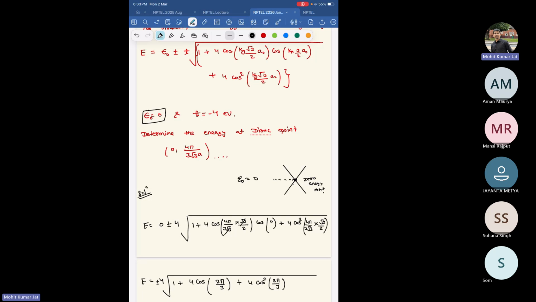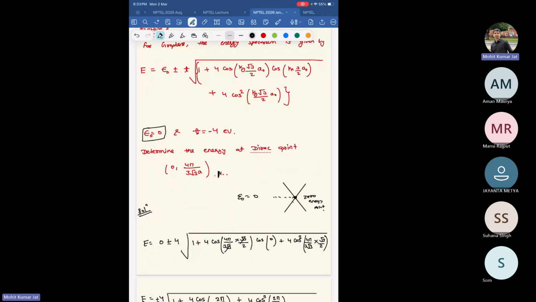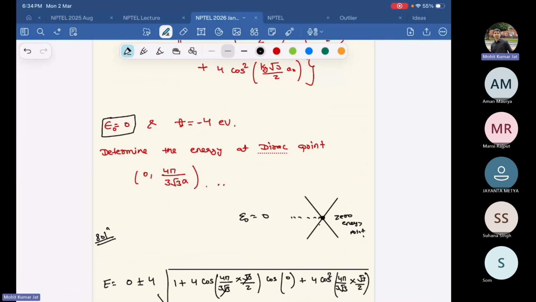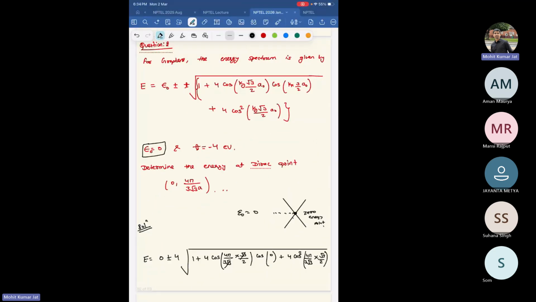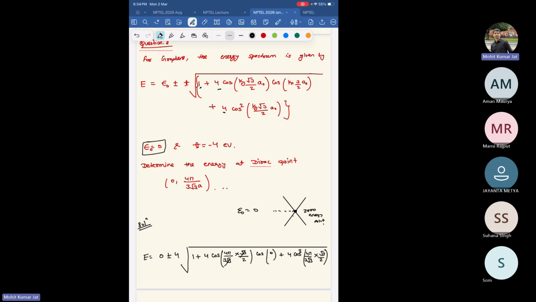So this is how we determine the energy: if the energy expression is given, we substitute the values of kx and ky at the Dirac point and we get the energy at that particular point. So given the different kx and ky at the Dirac points, we can estimate the energies. For example, when both kx and ky are 0, the energy will be 1 plus 4 plus 4, which is 9, square root of 9 will be 3, and 3 times t, where t is 4. So that will be 12.